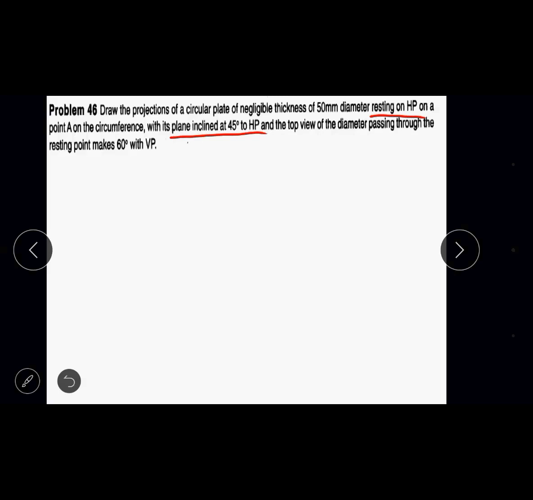So the first step: it has only one position. It doesn't have any edge resting or corner resting. No edge resting and no corner resting in a circular lamina, because it's a circle, so you will get only one profile.